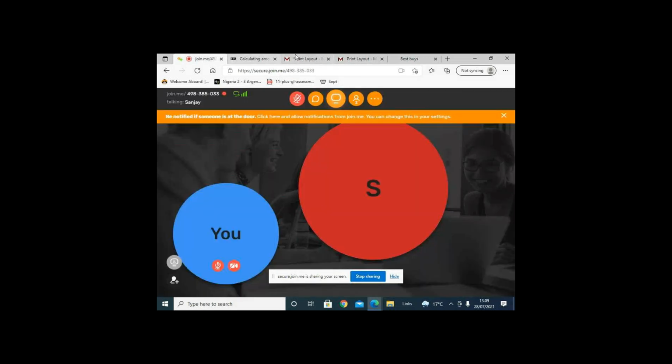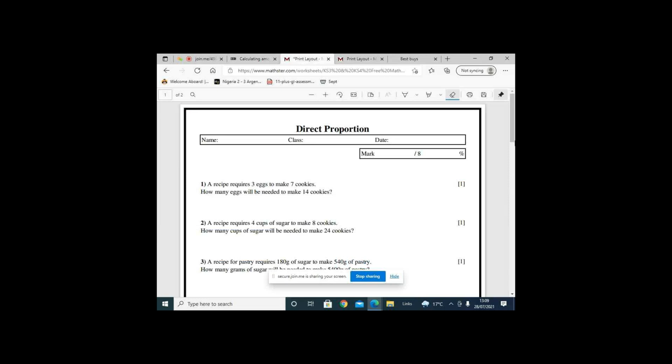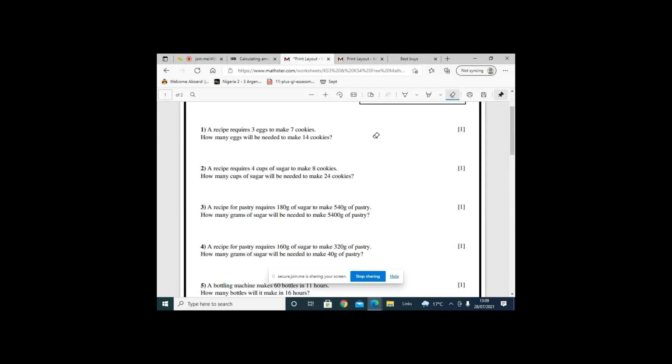So let's try and do this part. These are all direct proportions. A recipe requires 3 eggs to make 7 cookies. How many eggs will be needed to make 14 cookies? Since you know that 3 eggs make 7 cookies, how many cookies will 1 egg make?